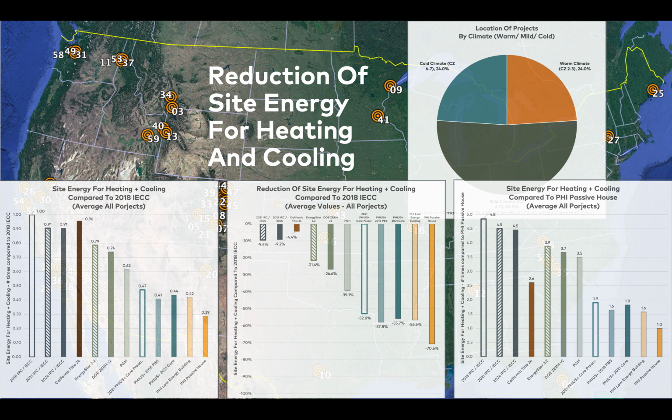So this is, I think, pretty easy to understand. PHI Passive House is the best performing with regards to the reduction of heating and cooling.